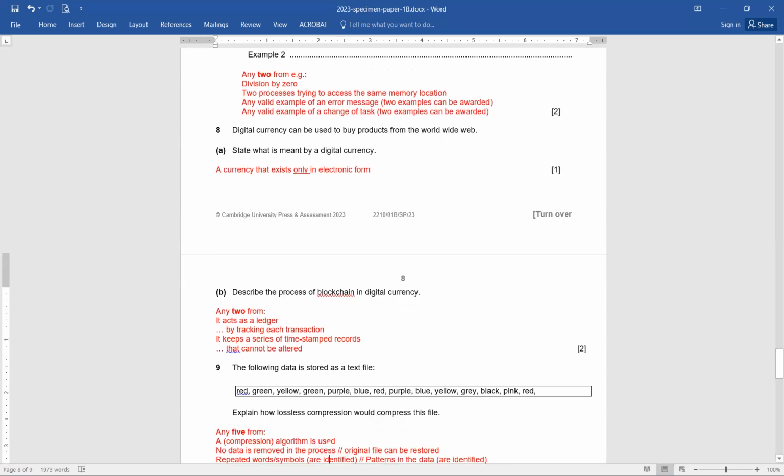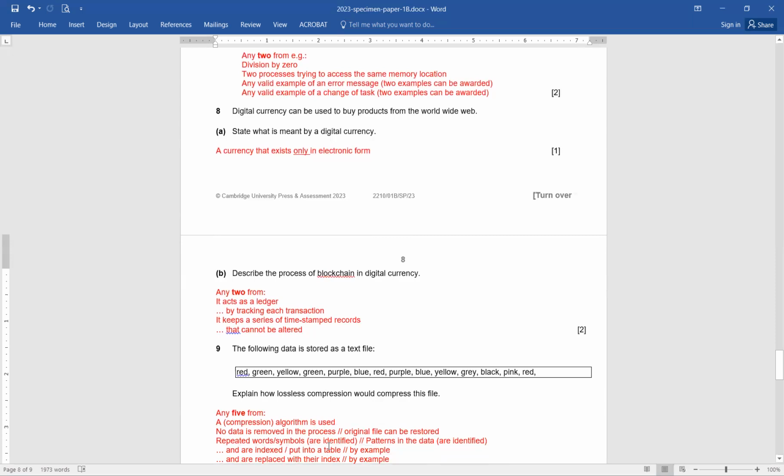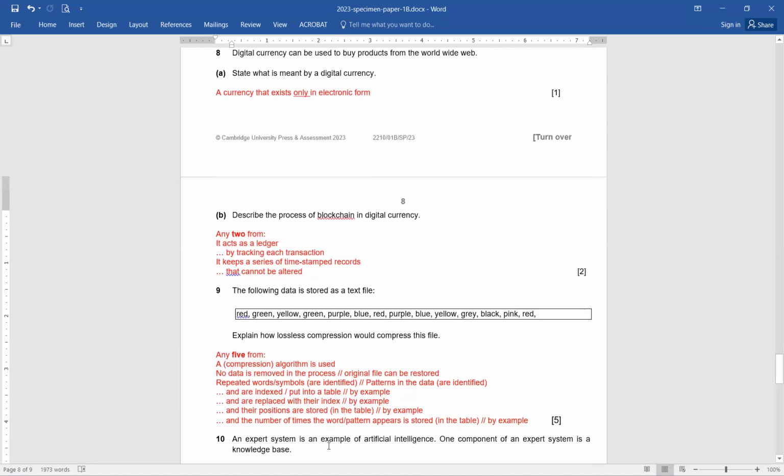Question number 9. The following data is stored as a text file. Now you can see red, green, yellow, green, purple, blue, red, purple, blue, yellow, gray, black, pink, red. Explain how lossless compression would compress this file. By the way, do we remember lossless compression? Is it reversible or non-reversible? That's great. It's reversible. So if you have written any 5 valid points, because the question is 5 marks, then you can easily score 5 out of 5. I mean, this is an easy part, isn't it?